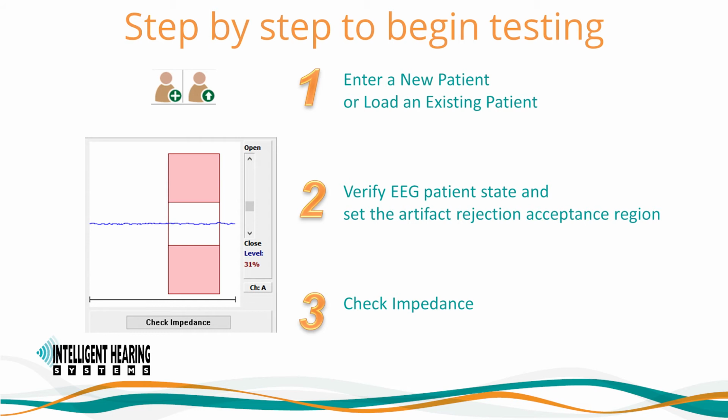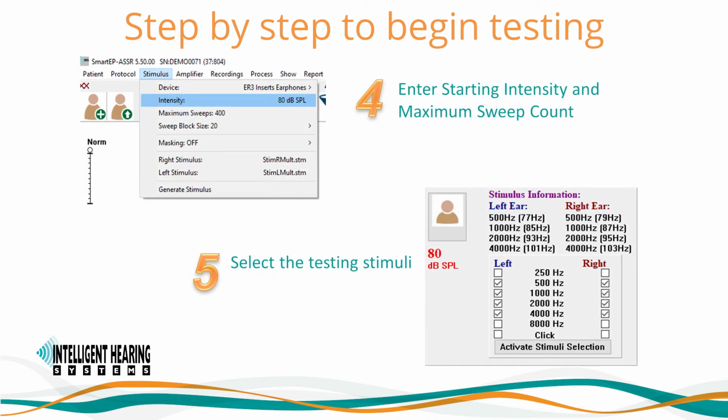For OptiAmp systems, impedance is checked at the transmitter box via the rotary switch. Next, click on the Stimulus menu and enter a starting value for the stimulus intensity and a maximum sweep count. If you will not be using the default stimuli or the Activate Stimulus Selection panel and wish to test using different stimuli such as eye chirps, then stimulus files can be loaded and selected for each ear by selecting right stimulus or left stimulus respectively from this menu.